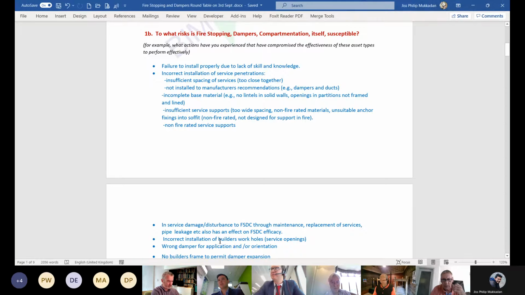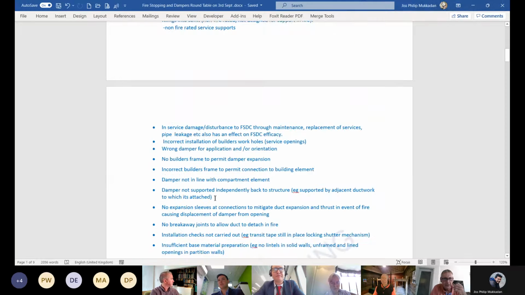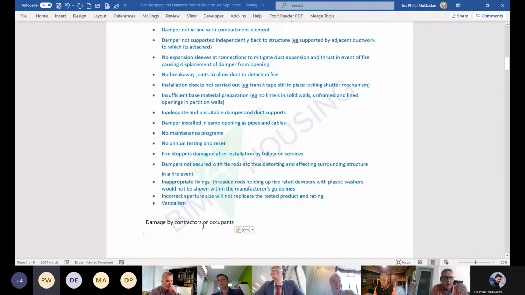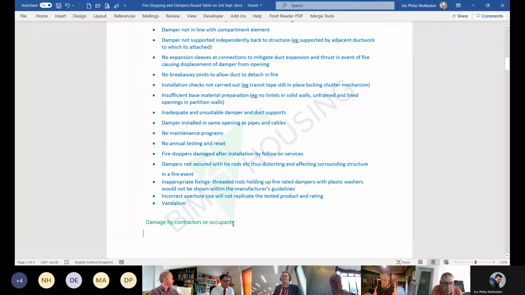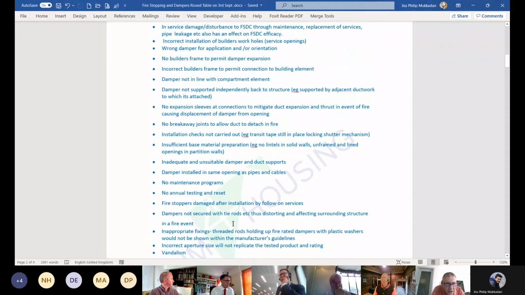I'm going to take that as a no, so I'm going to close that one, and we're going to move on to questions. Sorry, Richard. Just briefly, the last but one point, no builder's frame to permit damper expansion. That's a bit of a misnomer. Which one is that, Paul? The bottom but one, no builder's frame to permit damper expansion.